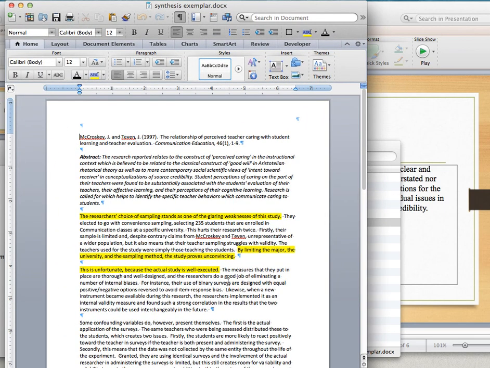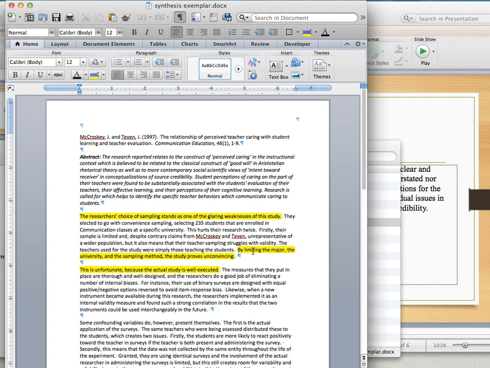The synthesis exemplar is a nice contrast to this, and I've highlighted a few things in yellow for you to pay attention to. So right off the bat, the first sentence is, the researcher's choice of sampling stands as one of the glaring weaknesses of this study. So right off the bat, I know that the sampling issue is more important than other issues.